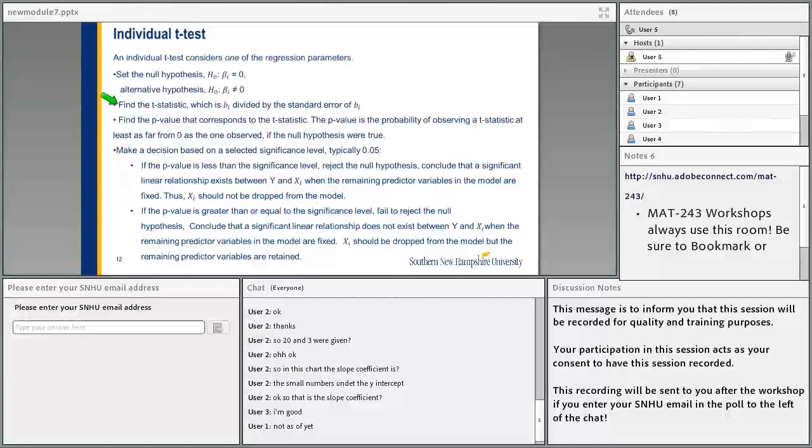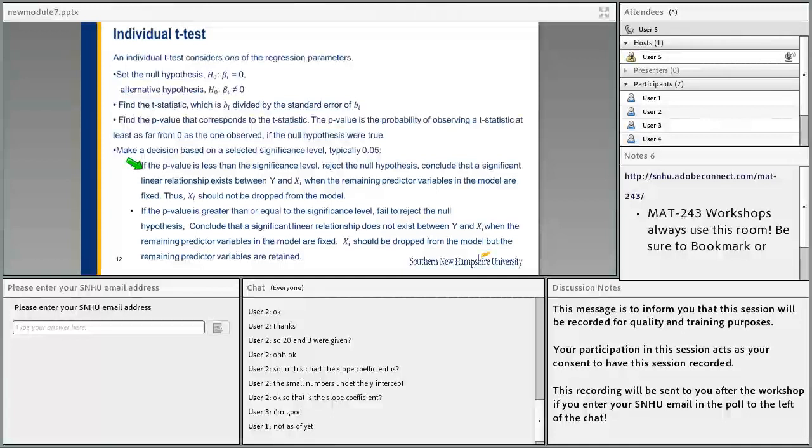Again, find the t statistic, which is bi divided by the standard error of bi. This again we will get in the output. And then the p-value, this will also be there in the Python output. And then you make your decision. So we compare p with alpha. If p is less than alpha, we reject the null. If p is greater than alpha, we will not reject the null.